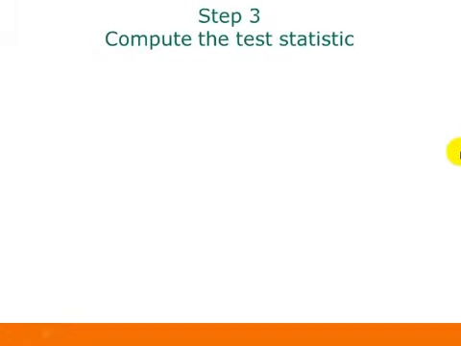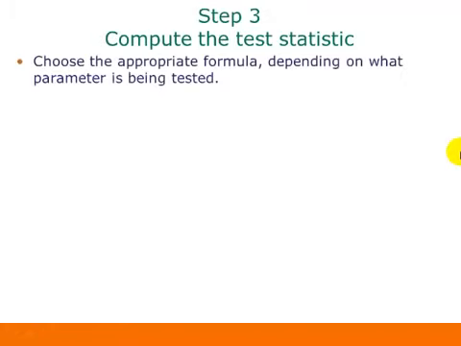Now step 3 is to compute the test statistic. So here's where we have to choose the right formula depending on what parameter we're testing. It makes a big difference here whether we're testing a mean or a proportion. For a mean, we're going to use this formula. So this is T naught, this is X bar, which comes from our sample. That's our sample mean. This is mu sub 0, which comes from our hypotheses. S is our sample standard deviation. N is our sample size.